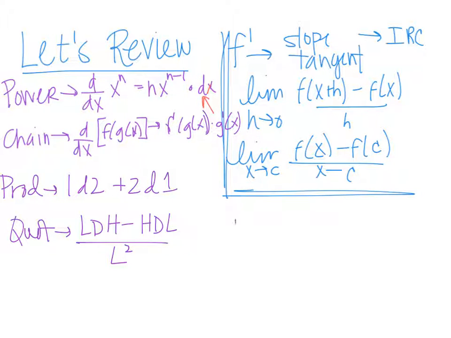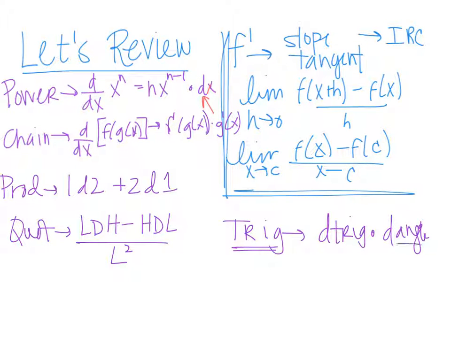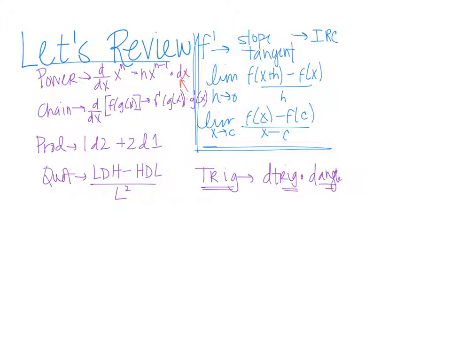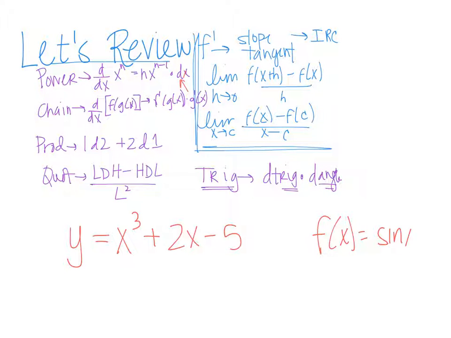And lastly, we talked about our trig. When we have just sine of an angle, cosine of an angle, a basic trig expression, it's d trig d angle. And we saw many problems where these rules all overlapped with each other. And the most important thing is that when we were taking the derivative of these functions, all of them were, for example, y equals x to the third plus 2x minus 5, or f of x equals sine of x squared.